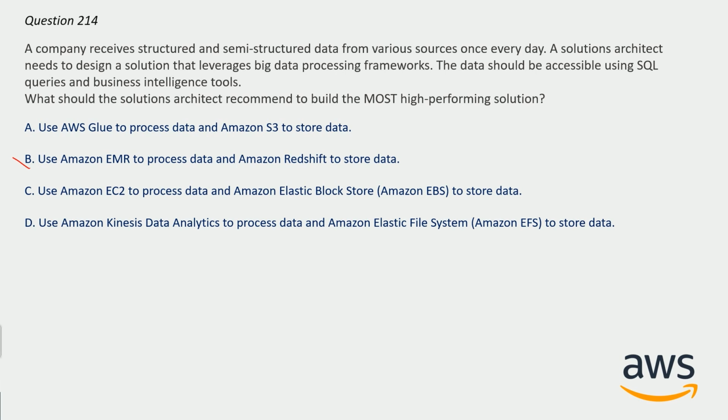And let me reveal the correct answer for you. Use Amazon EMR to process data and Amazon Redshift to store the data. So option B is correct here, and this one is correct because here is a clue: leverages big data processing. Whenever there is a mention of big data, always go for Amazon EMR. That is a basic trick that may be helpful for you. And now question number 215.